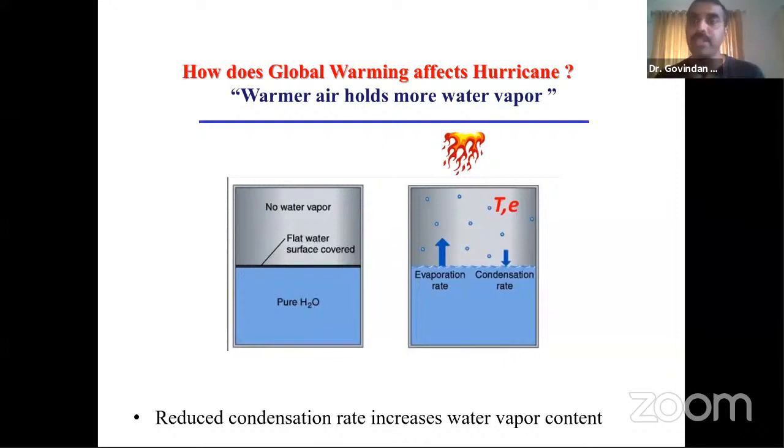So in a hurricane's case, due to the warmer air in the global warming situation, the temperature is higher. It can hold more water vapor, and this produces very large, very strong precipitation. We saw this in Hurricane Harvey: very strong, unexpected precipitation, which is said to be a signal of climate change.